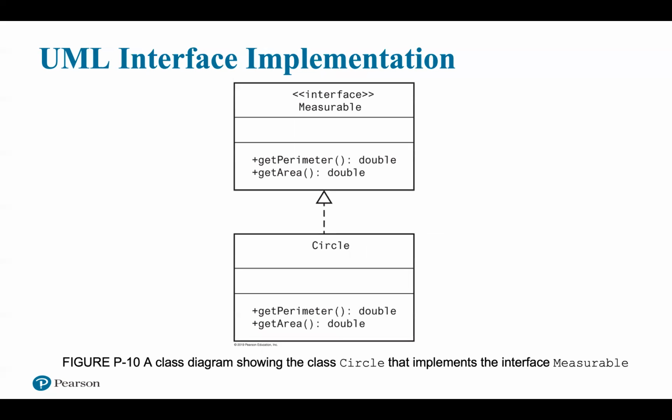If a class implements an interface, you draw an arrow having a dotted shaft and a hollow head from the class to the interface. For example, the class Circle implements the interface Measurable, and so here we're showing that relationship in the figure.